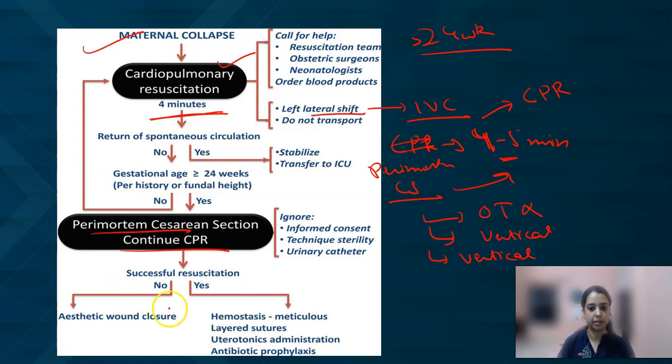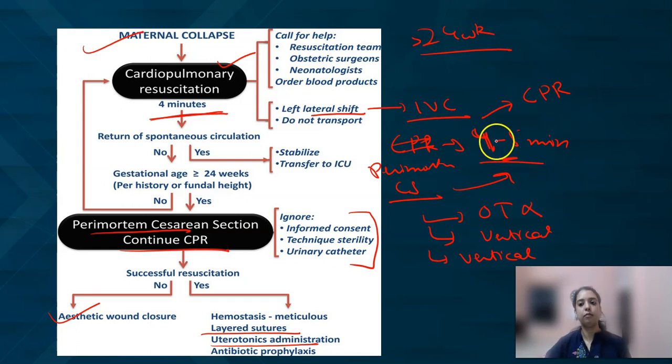Now if the CPR has been successful, then you give layered sutures, uterotonics. But if the CPR has not been successful, you just close the wound and you declare the patient has not survived. Okay, all the consent and the techniques and the OT are ignored. This is the perimortem CS. This is the time limit. 4 to 5 minutes means after 4 minutes it is done, but before 5 minutes, within this 1 minute interval.